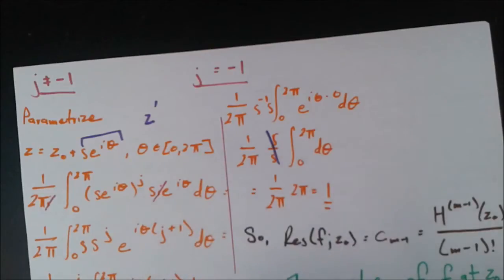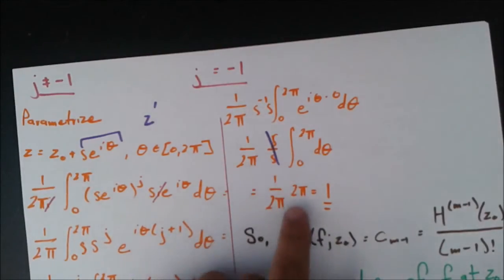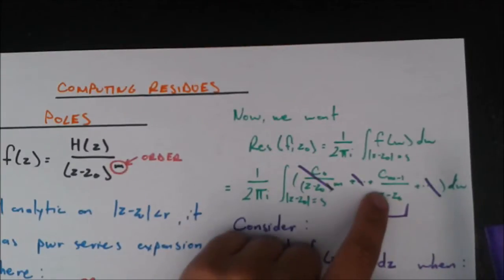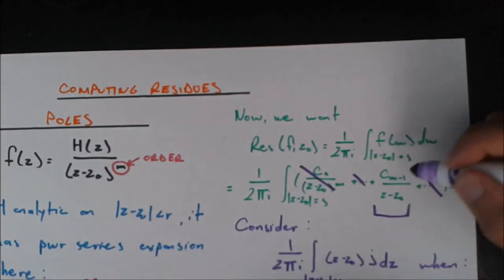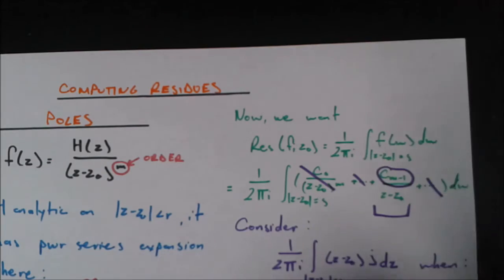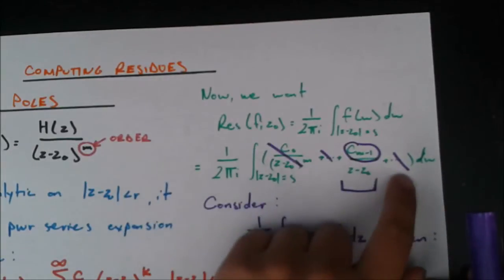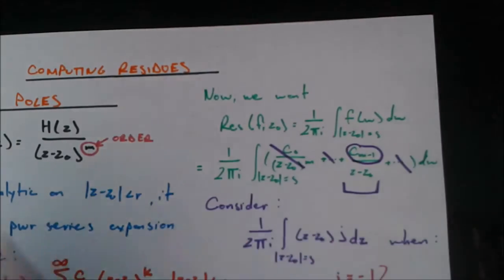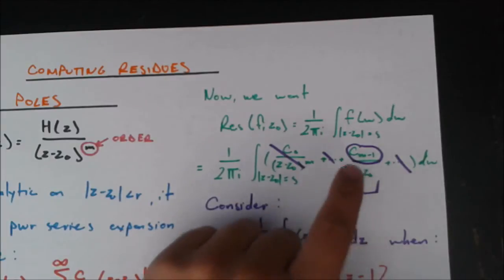And that's just going to give us 2 pi, which means 1 over 2 pi times 2 pi is equal to 1, which is also really nice, because that tells us that this integral right here is just equal to 1, and all we're left with is just the coefficient, c sub m minus 1. Okay, so that tells us that after we do this integral that looks super complicated to us at first, all that we're left with is just c sub m minus 1.